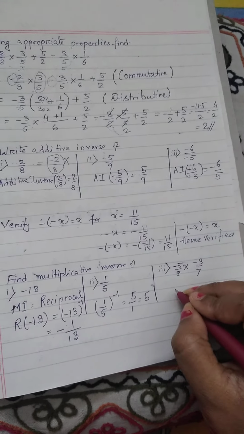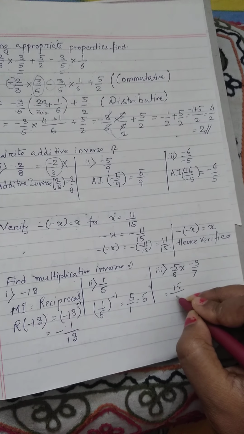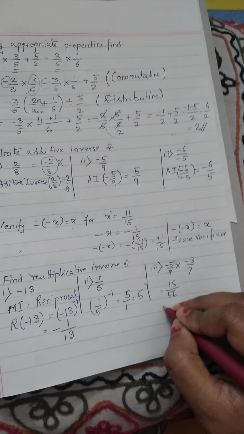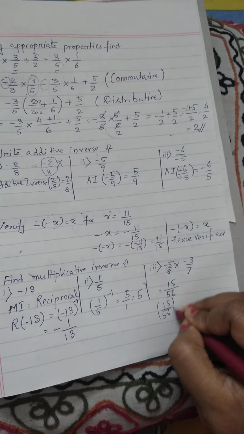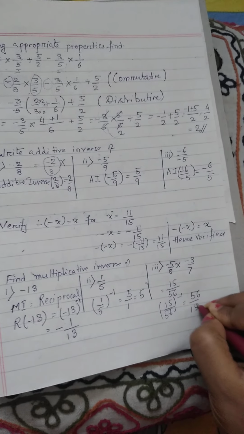In this case, we will solve it out. 15 by 56. So what is the reciprocal of 15 by 56? That is equal to 56 by 15.